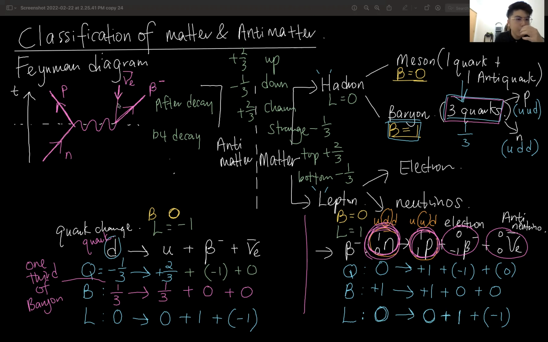Why is the anti-neutrino pointing downward? Because this is an anti-particle, so the arrow is opposite. Normal particles should point up, like the proton and the electron. They are normal particles, so they point up, following the time axis. The neutron also points up because we follow the time axis. But the antiparticle we point downward, the opposite direction. And you can see the beta and the antiparticle are on the right side because those are the byproducts. Our main product is the proton, so I put it on the left side.